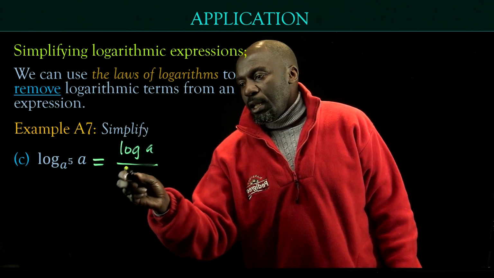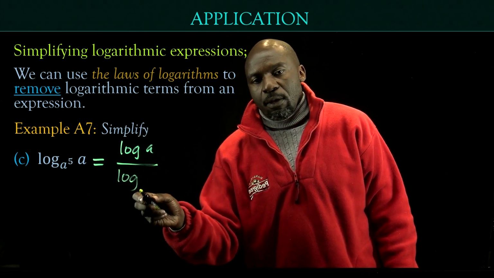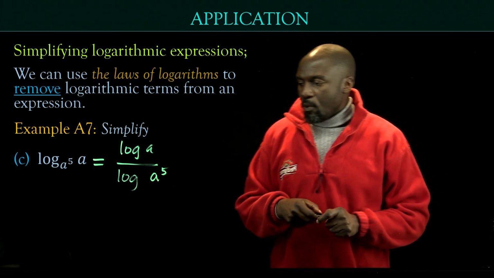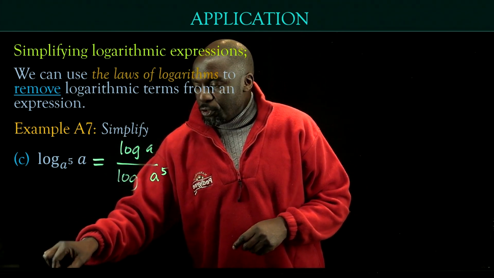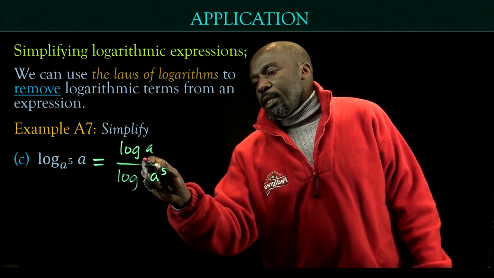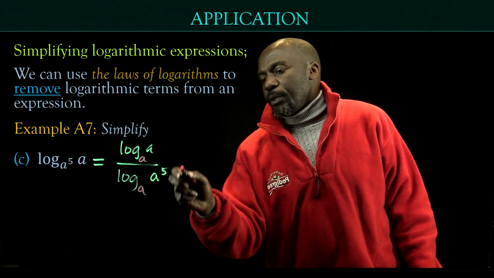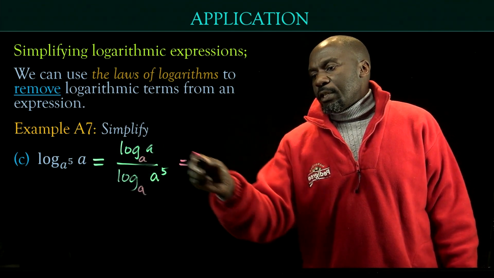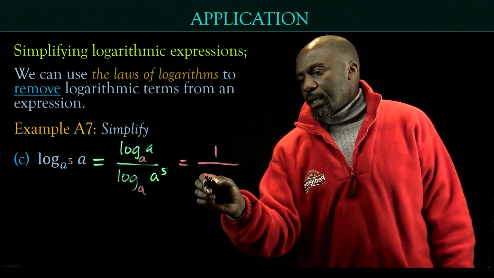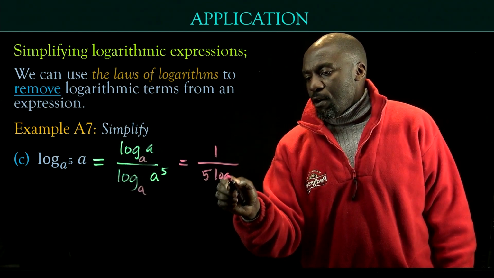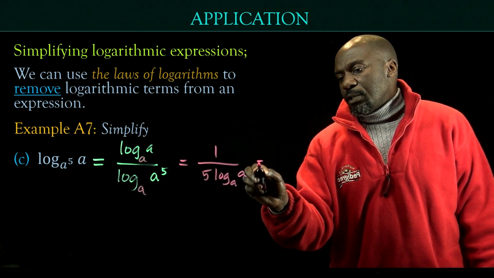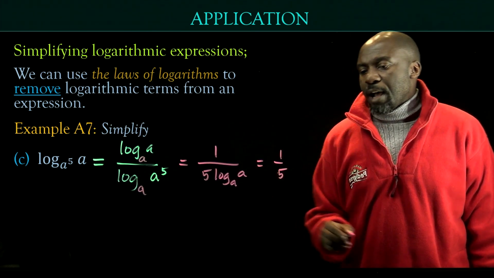divided by the log of a to the power 5, and then we choose the base that we want this to be in, and I've decided to choose base a, obviously. So I'll say base a here and base a there. Okay, that means that the numerator is already 1, and the denominator by law number 3, I can move the 5 to the front, and I have 5 log to base a of a. Log to base a of a is 1, and so this reduces to 1 over 5, like that.